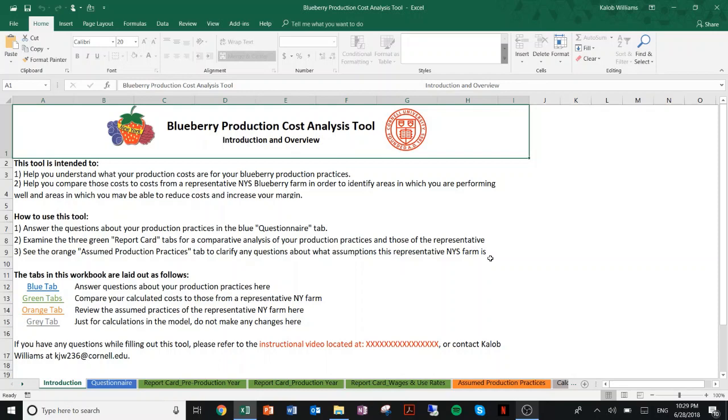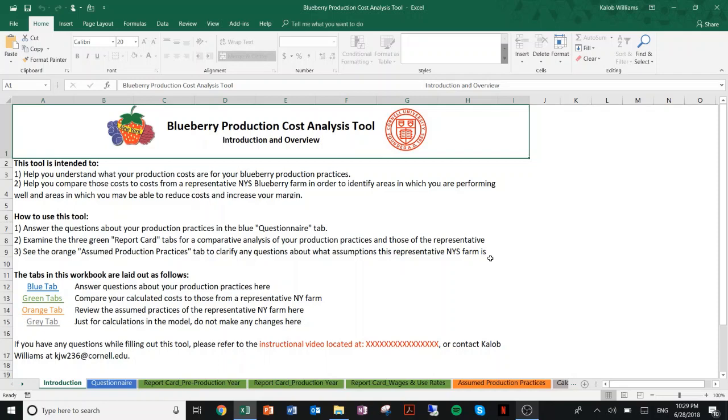We have been commissioned by the New York State Berry Growers Association to look into the production costs of berries, and in that research we were able to develop a couple of tools to help farmers analyze their different production costs for blueberries, for strawberries, and for raspberries. The purpose of this video today is to go through how to use these tools.